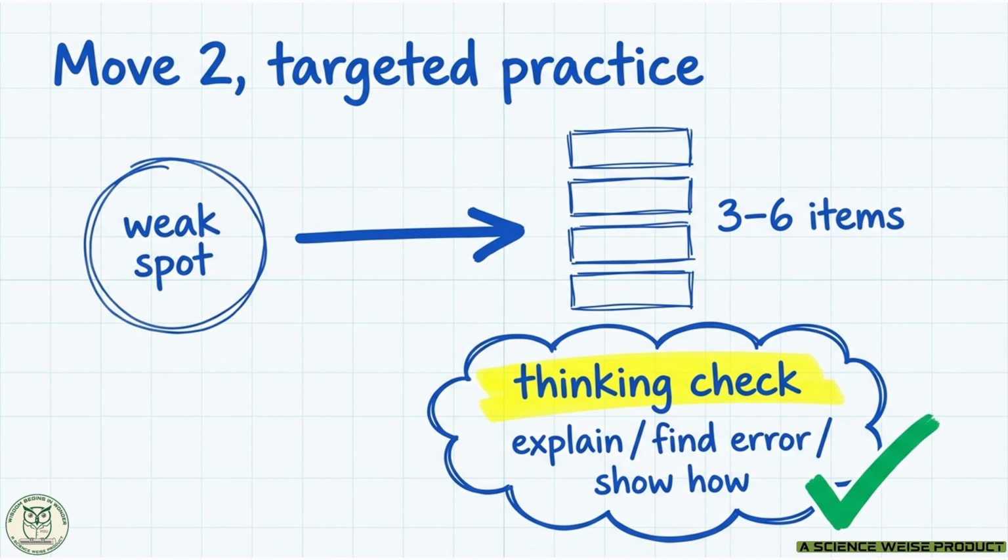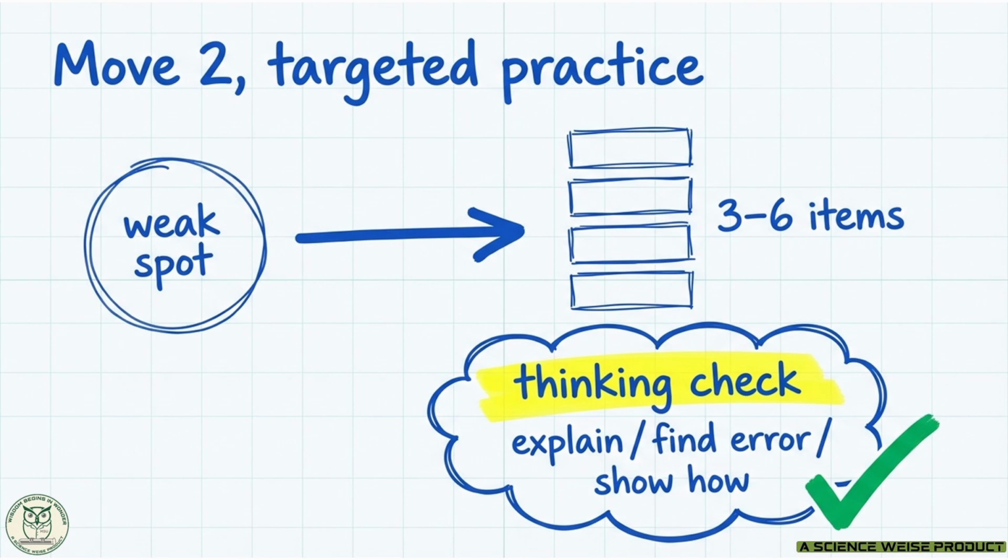So if students are struggling with one specific concept, do not build a giant review packet that looks like a phone book. Just make a small, targeted set. 3 questions, maybe 6. Focus on that one weak spot. And then add a short answer check routine. Show how you know. Find the error. Why is this answer reasonable? Something that makes thinking visible.